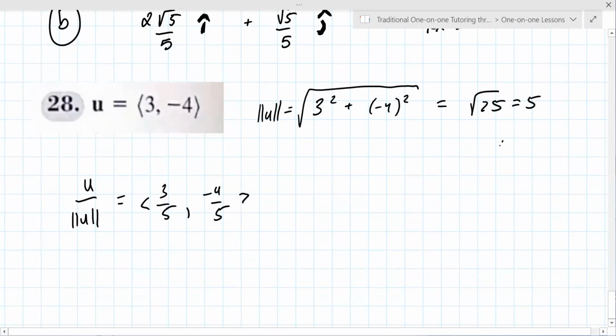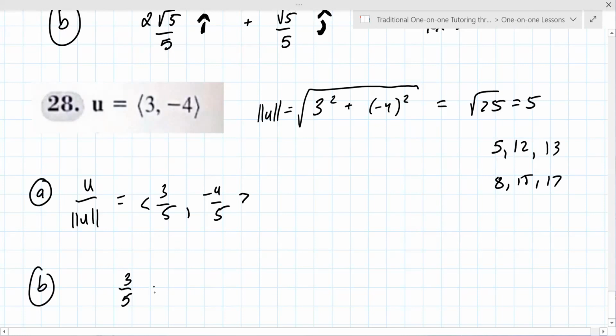And just a reminder, there's 3, 4, 5, 5, 12, 13, 8, 15, 17. There's a whole mess of these Pythagorean triples that could come up, and they tend to be worked in here. So part B is just writing the components, but with the i hat and the j hat like that.